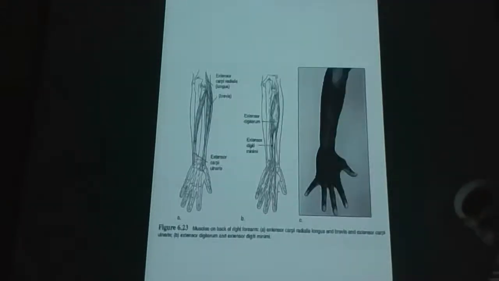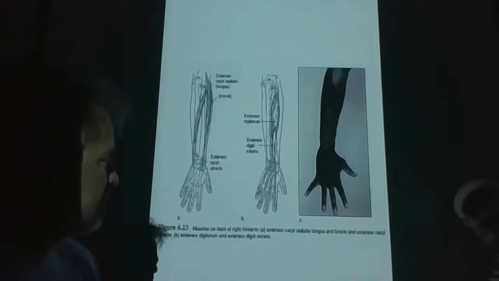Let's go to the posterior. So the muscles that you're going to be accountable for in the posterior compartment, you have mirror muscles to the flexor carpi. So these are extensor carpi. How easy is that? Extensor carpi ulnaris and extensor carpi radialis.